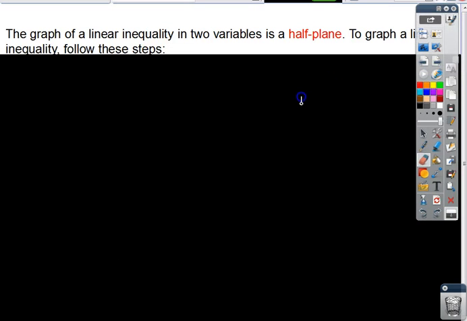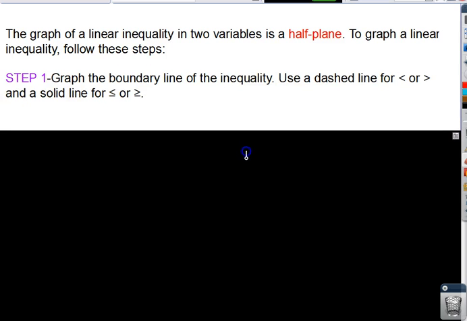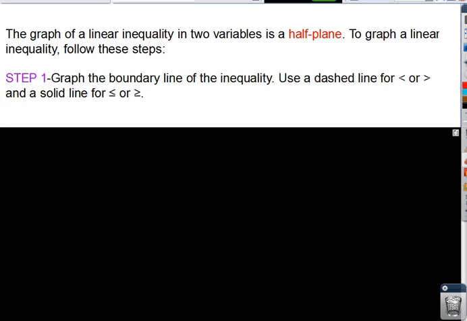Now, some definitions here. The graph of a linear inequality in two variables is a half plane, or half a graph. To graph a linear inequality, follow these steps. Step 1. Graph the boundary line of the inequality. Use a dashed line for less than or greater than, and a solid line for less than or equal to, or greater than or equal to.